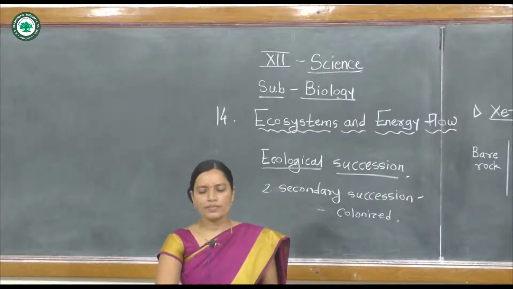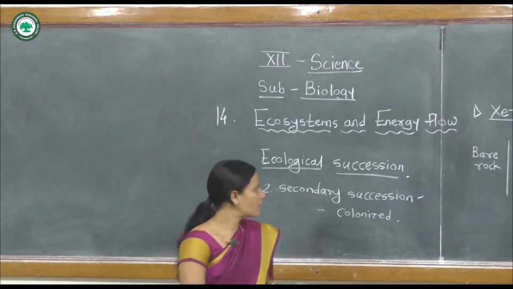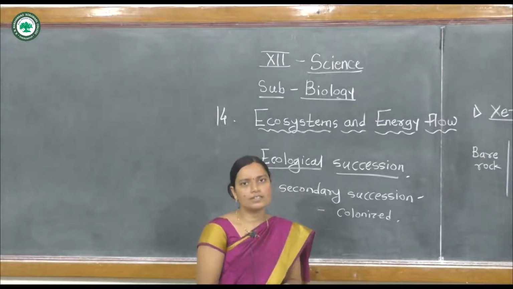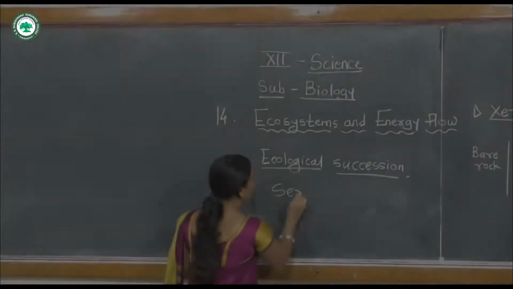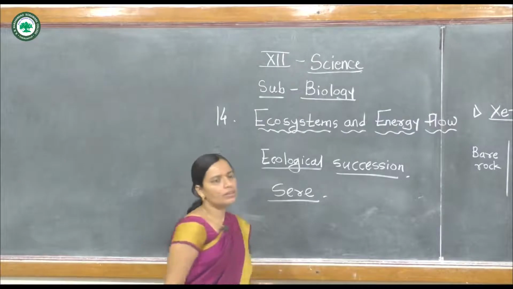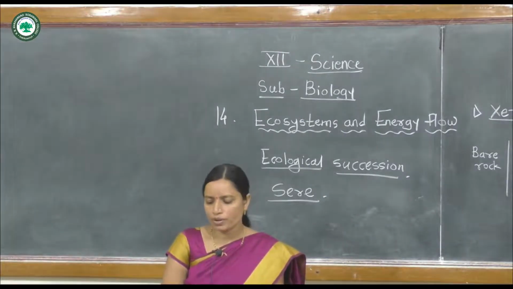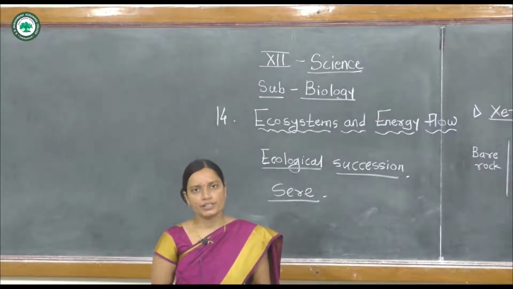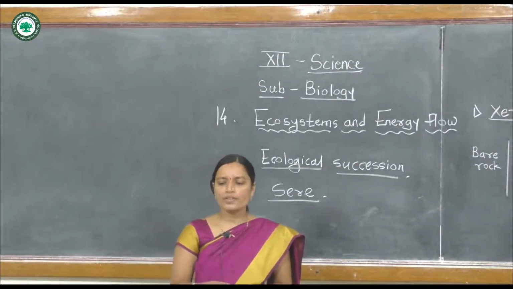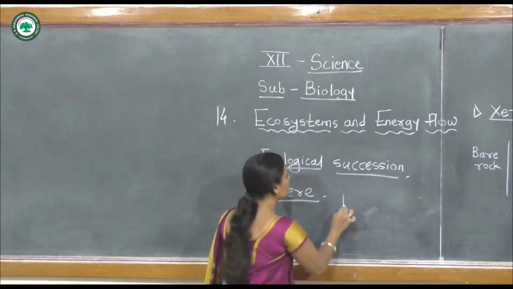Now the next point: what is the series? These are the two types of succession, primary and secondary. Next new point, the series. A series is a sequence of developmental changes from the pioneer community to the climax community. Pioneer to climax.